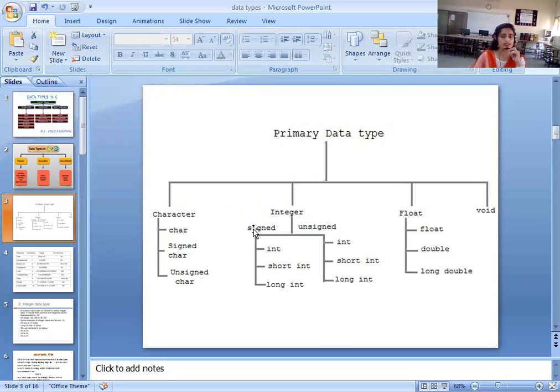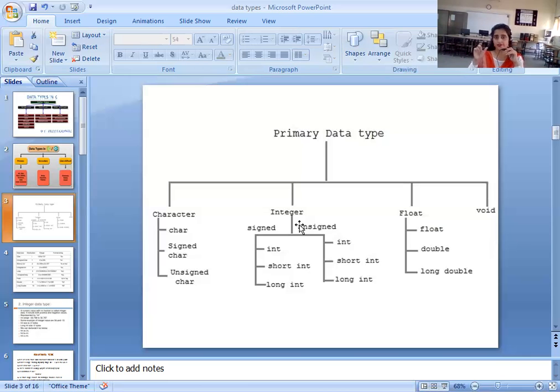So integer is again divided into two parts, that is the signed integers and unsigned integers. Now let me clear you what do you mean by signed and unsigned. Signed means the integer that is having a negative number or a negative sign with it, and unsigned means only the positive numbers we are dealing with.